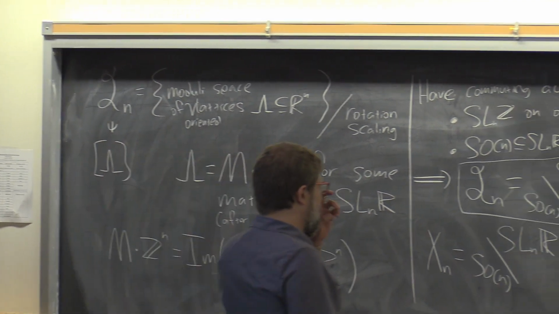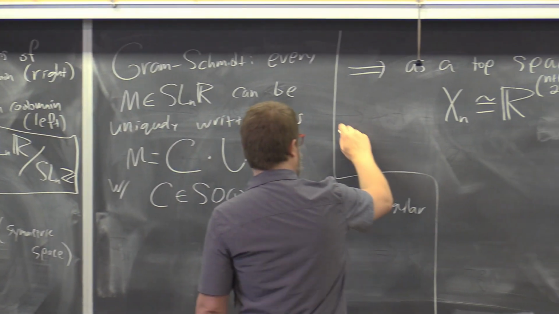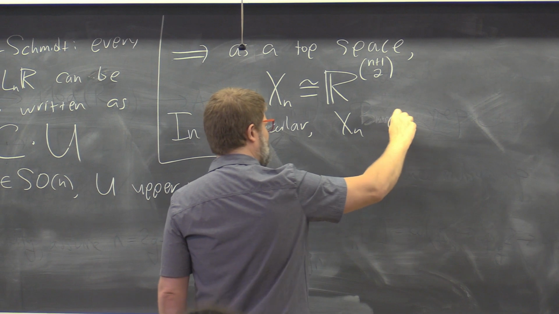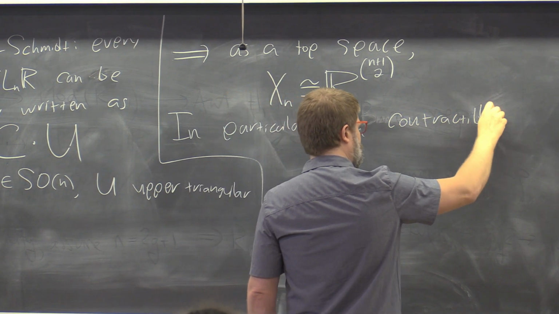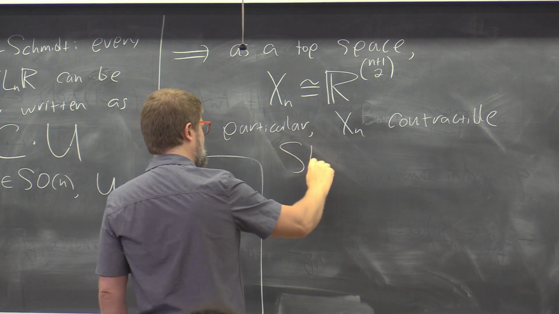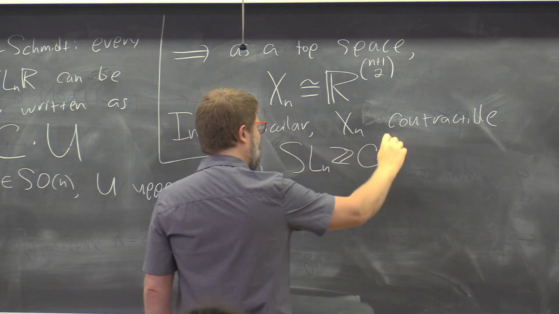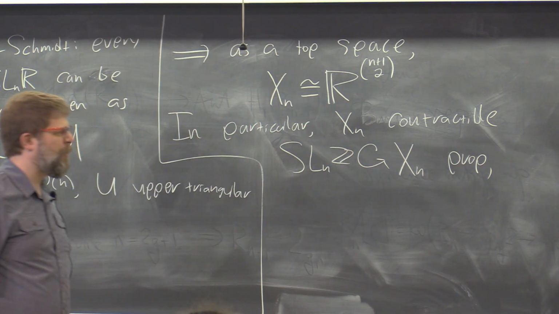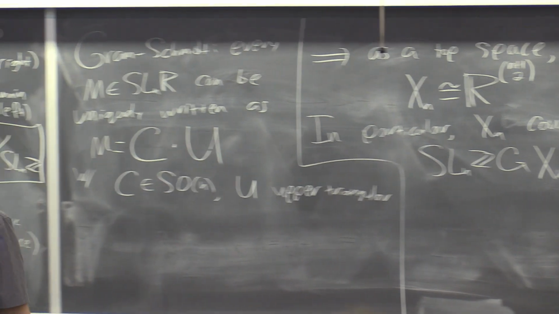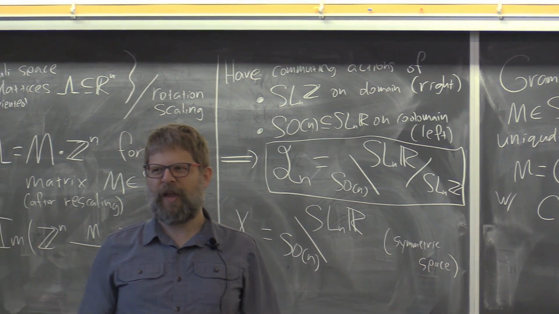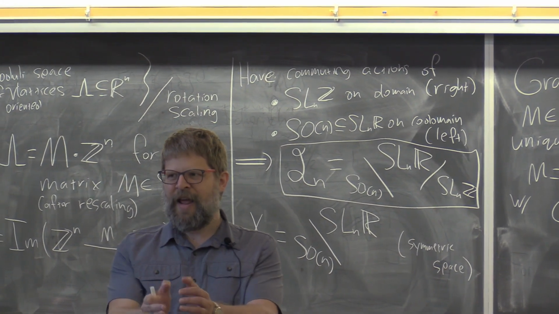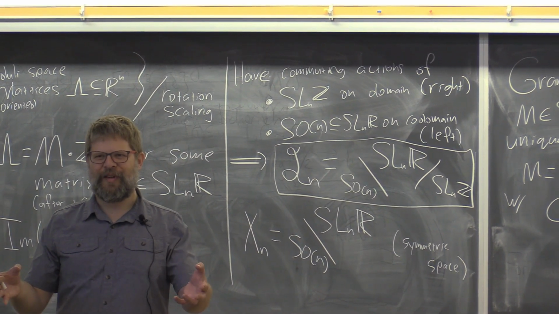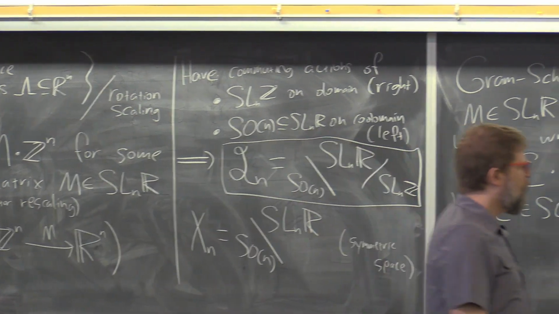So, thus, what we see is that X is contractible. SLNZ acts on X sub n properly, and the stabilizers are all finite groups. And why are the stabilizers all finite groups? Well, stabilizers are subgroups simultaneously of SLNZ and of some discrete compact groups, and those are finite groups. Okay, so it acts properly with finite stabilizers.